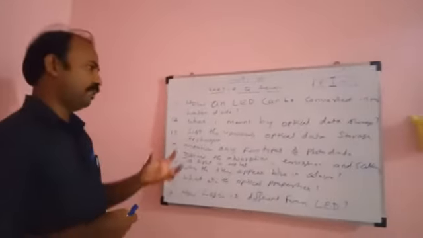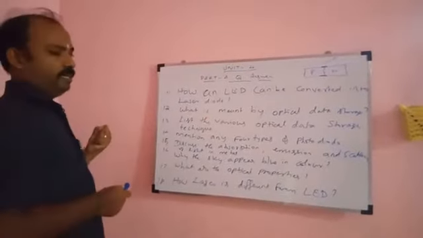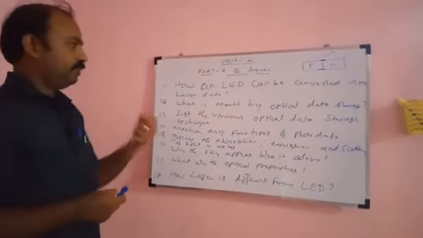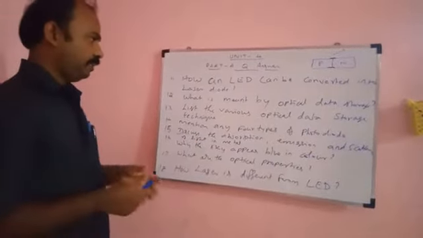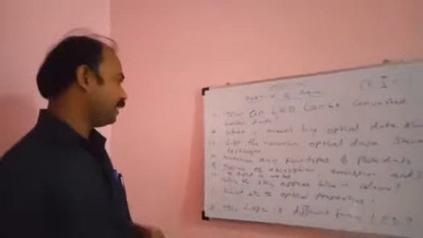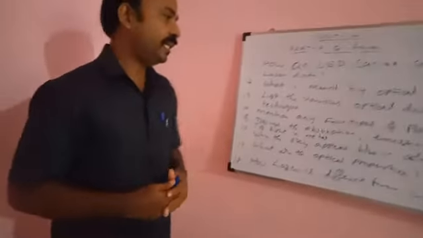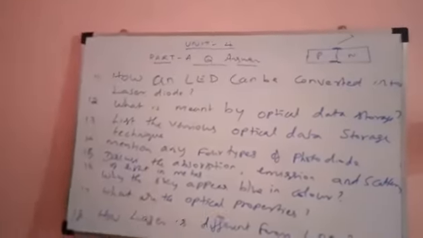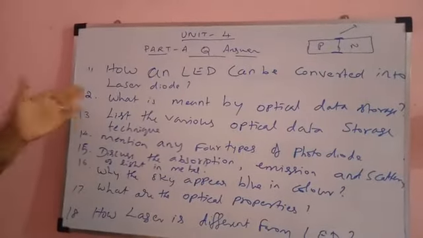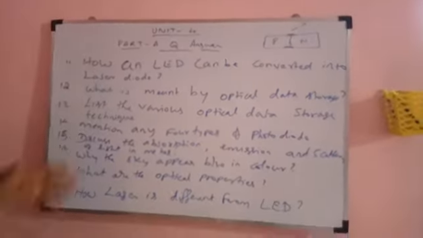By way of this data storage system, we are able to record the data and retrieve the data with the help of optical, that means suitable light, most probably laser. Then, list the various optical data storage techniques.